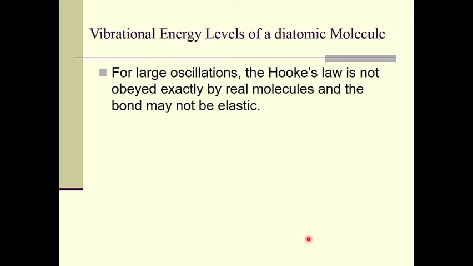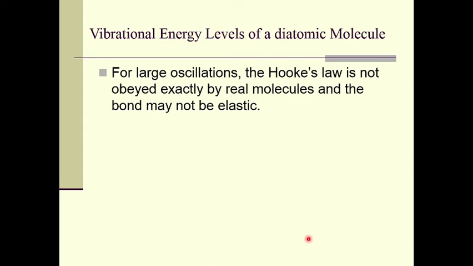For large oscillations, up to here we have considered that our molecule is following simple harmonic oscillations. That means our molecule is following very small oscillations, and within the region near the equilibrium separation, we are saying it is following the parabolic approximation. That means our energy is a parabola, right? That means it is obeying Hooke's law.